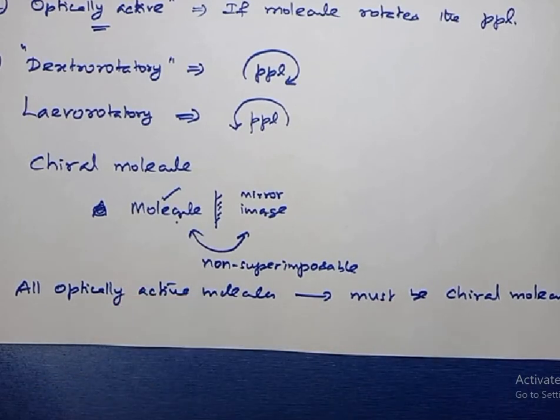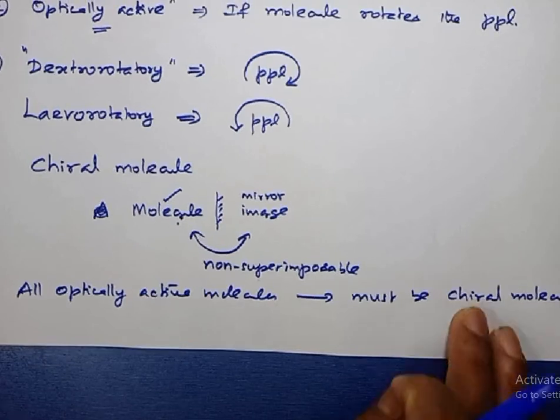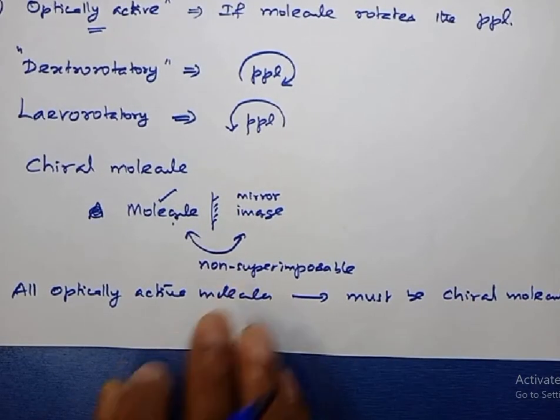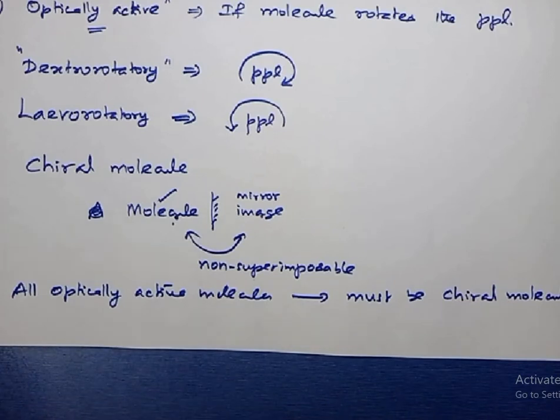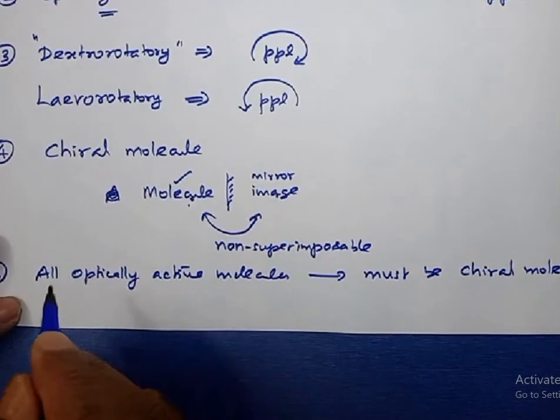active. Why am I saying this? Because some chiral molecules rotate light to a very, very small extent, which the instrument cannot detect. Due to the small angle of rotation, the instrument may not detect the angle of rotation. So we say that the molecule is optically inactive, but the molecule is chiral.